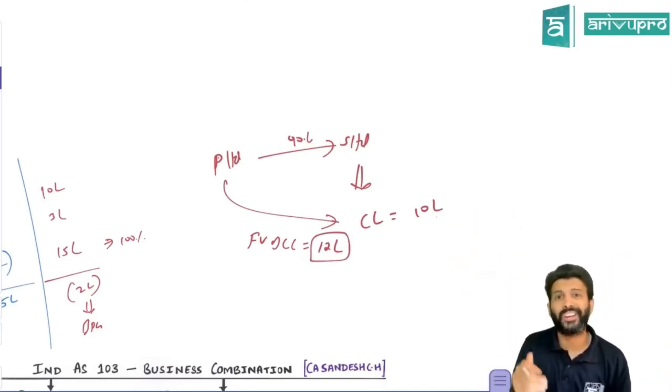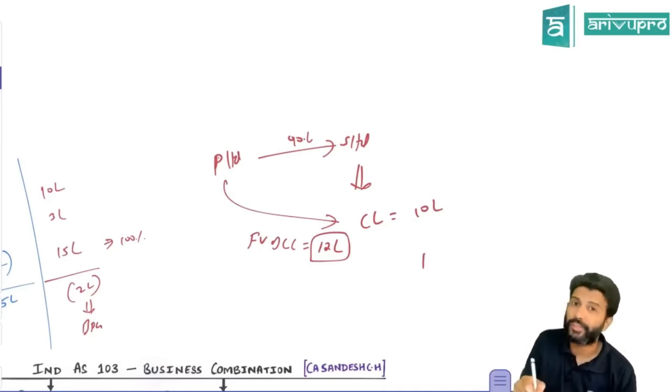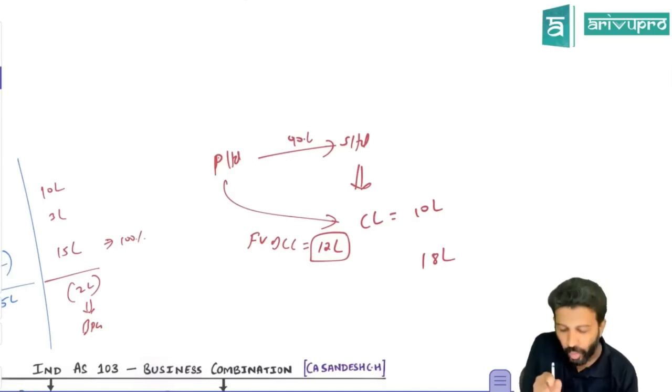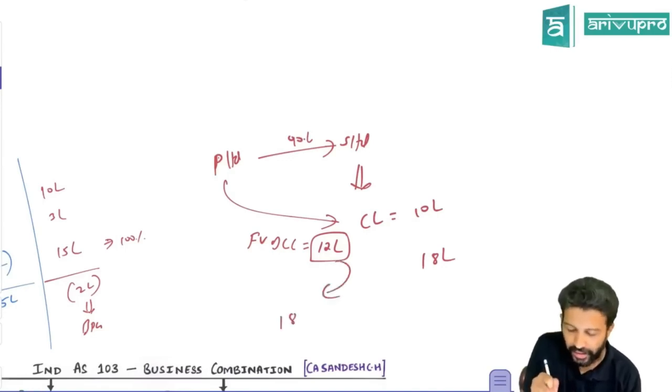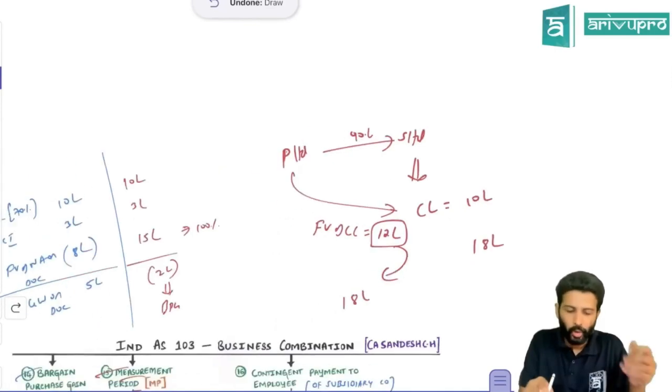Later you got to know some extra information, that actually the value of the contingent liability is not 12 lakh, it is 18 lakh. That means they will revise this 12 lakh and make it 18 lakh. So if the contingent liability changes, how do you get net assets?